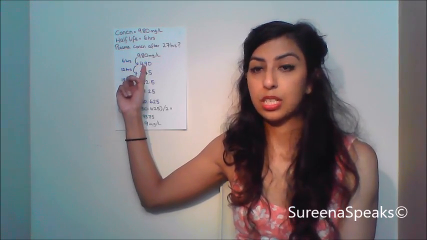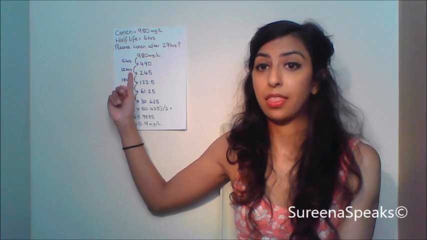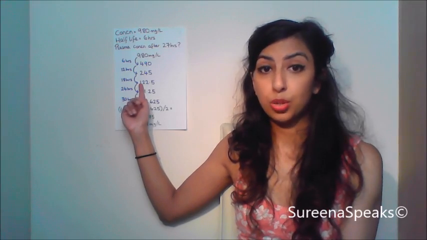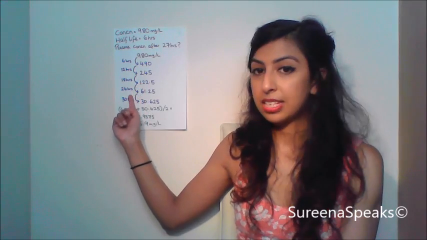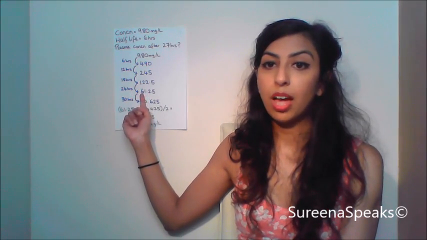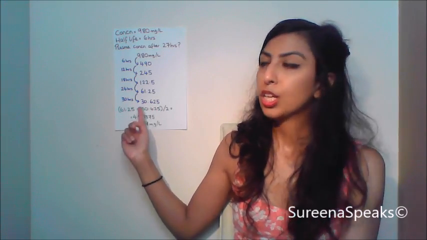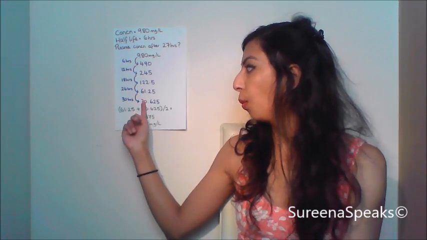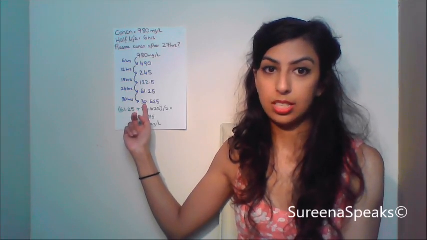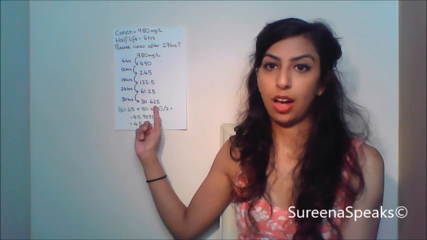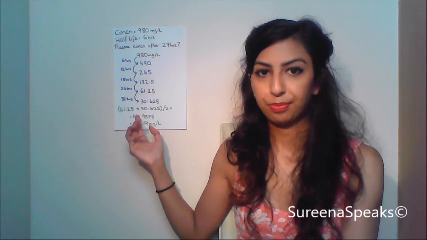In another 6 hours' time, so totaling 12 hours altogether, it'll be 245. In another 6 hours, again, it'll be half of that, it'll be 122.5. In another 6 hours, it'll be 61.25. And in another 6 hours, it'll be 30.625. So going from the start all the way to here, 30 hours have passed. So we know that after 30 hours, it's going to be 30.625 milligrams per litre.